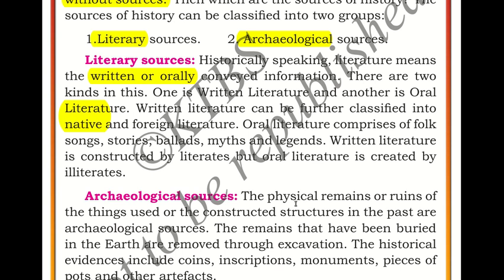So this might not always be the case. Oral literature that includes folk songs, stories and such is also a valuable source of information. This has been passed on from the past, and when you dig deep into such sources, you'll get to know about its origin and what it's talking about. Whereas written literature has some more authenticity to it because it has been documented on paper.